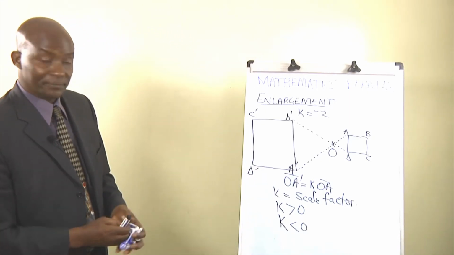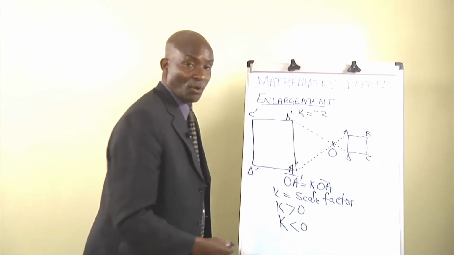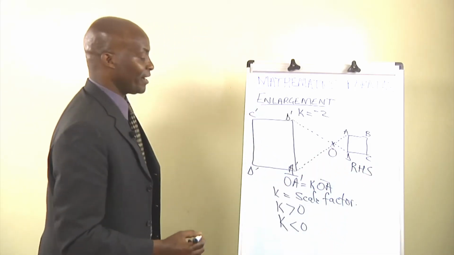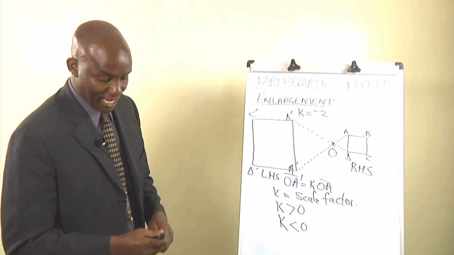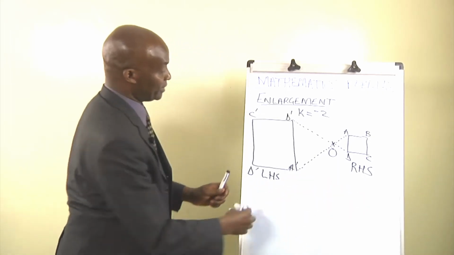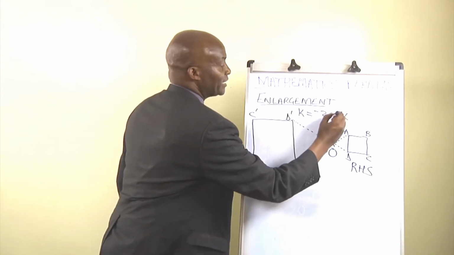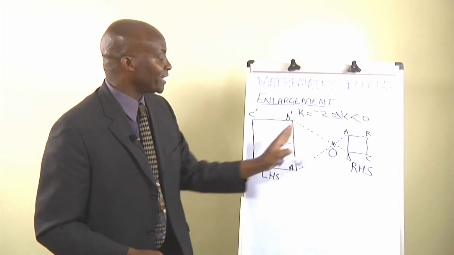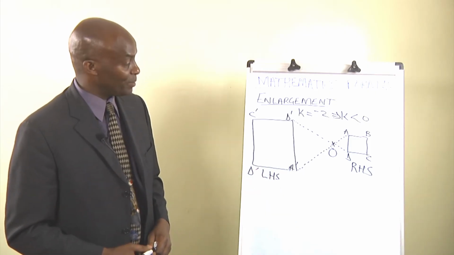Now you can see that the object is on the right-hand side of the center of enlargement, and the image is on the left-hand side of the center of enlargement. So this means that when K is negative, or when K is less than 0, the object and the image are on opposite sides of the center of enlargement.